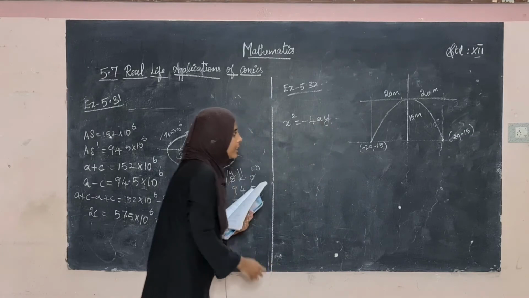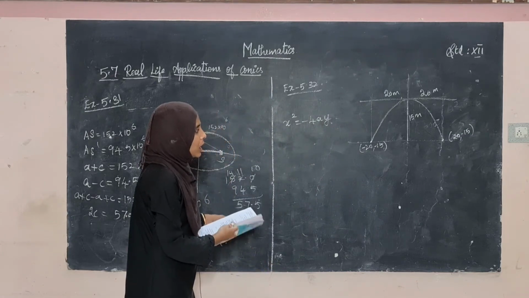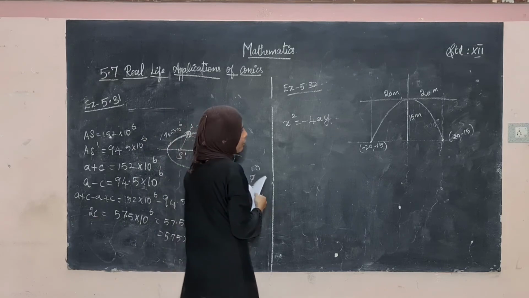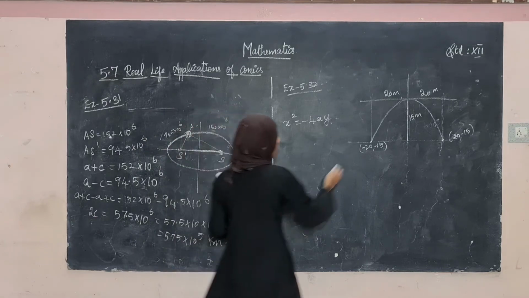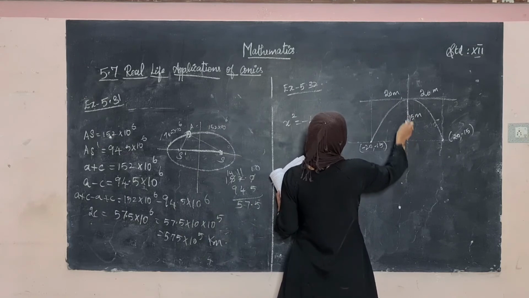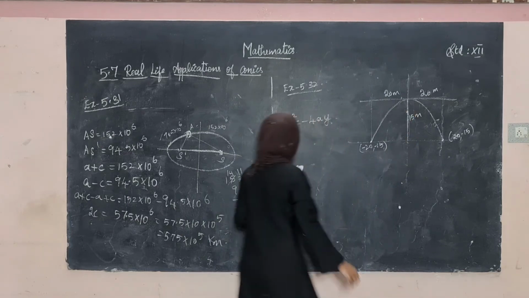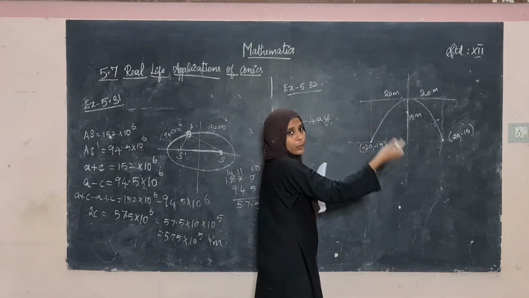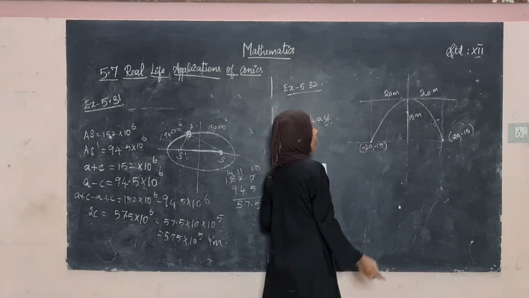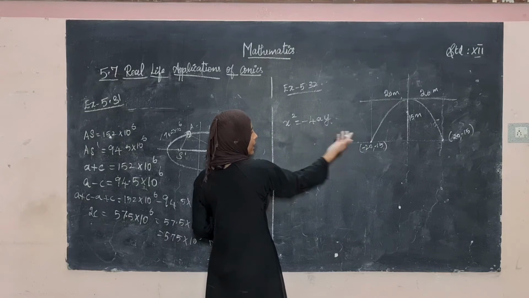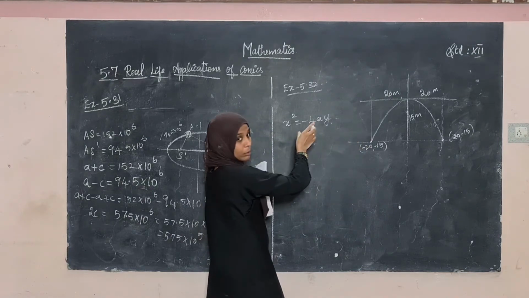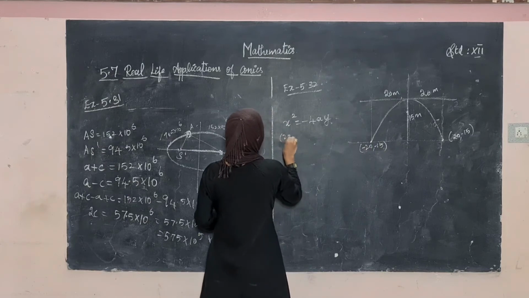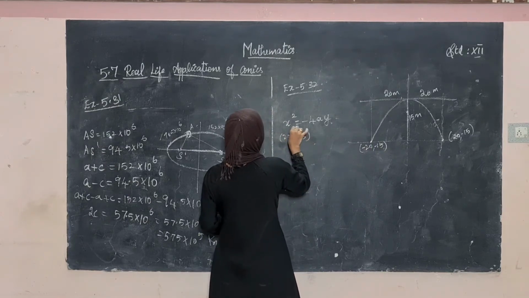Okay. So what is the value of a? We have to find the value of a. We know it is 15, but we don't know the value of a here, right? So see here, the points minus 20 comma minus 15 and 20 comma minus 15 lie on the parabola. Therefore, we can take any one of the points and substitute here and we will get the value of a. So now let us take the point 20 comma minus 15 and substitute here.